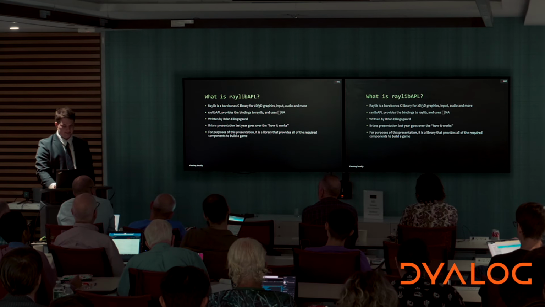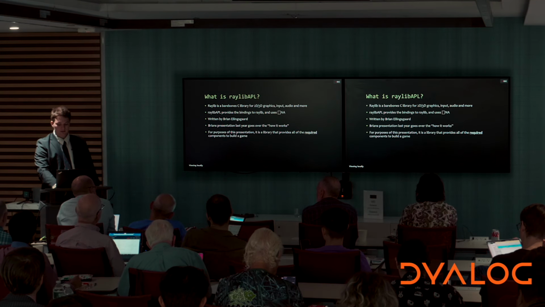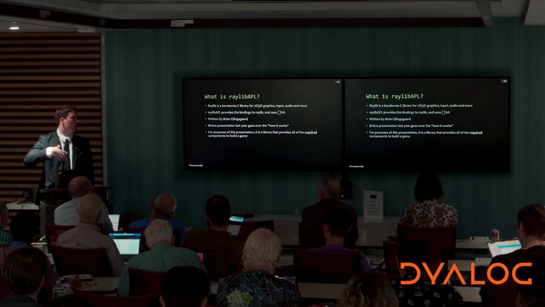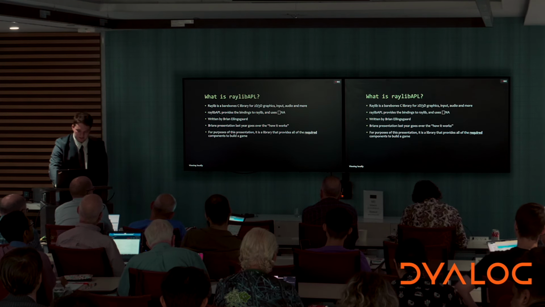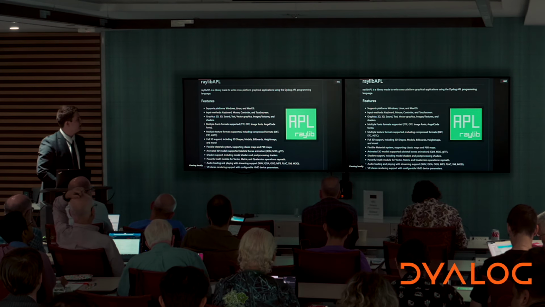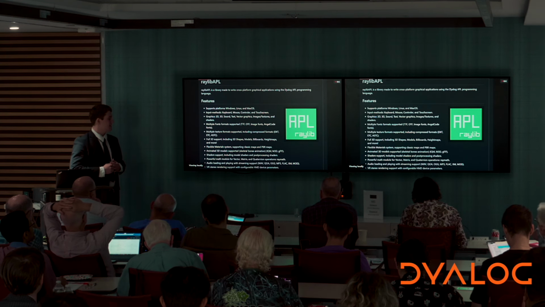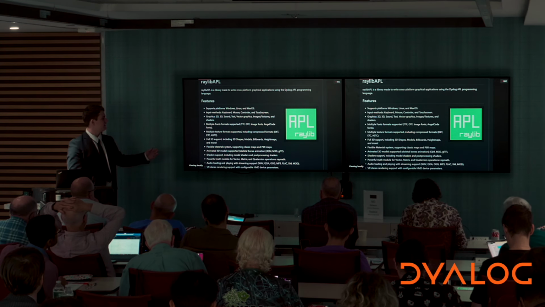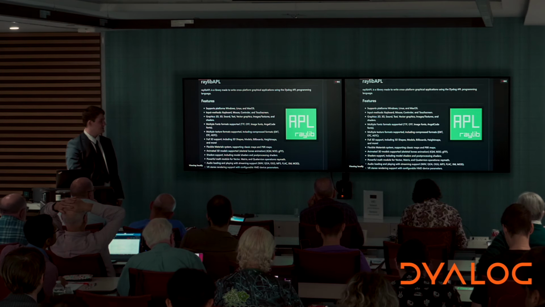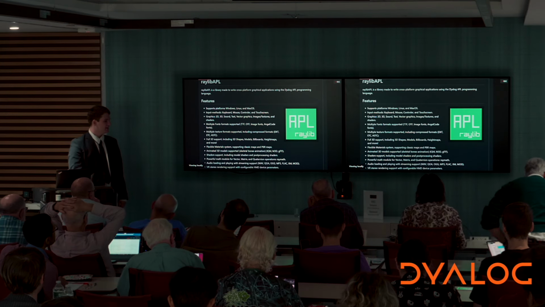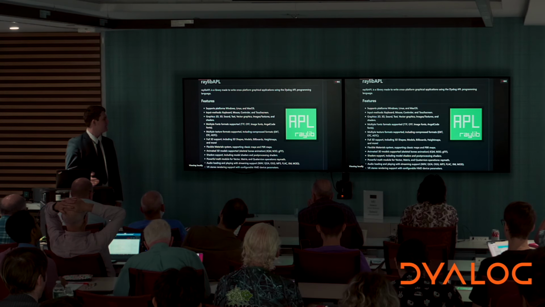For our purposes, raylibAPL is a library that provides all of the required, note it is very bare bones, so all of the required components to build a game. And then here is taken from raylibAPL, the GitHub. You can see it has a lot of features. It supports all of the platforms that Dyalog supports. It supports lots of input methods. Touchscreen is an interesting one. I haven't gotten a chance to explore that yet because I don't know of many APL platforms that are supported that would have a touchscreen other than maybe a touchscreen laptop.